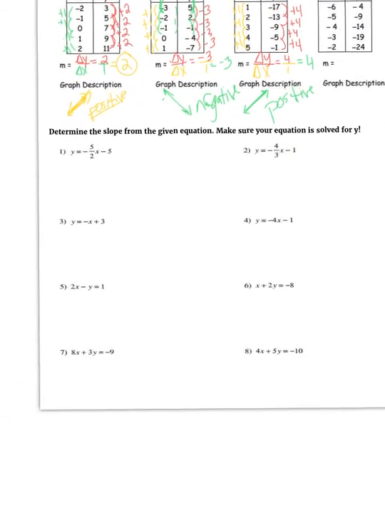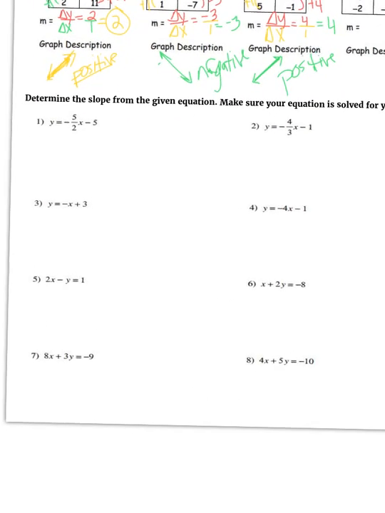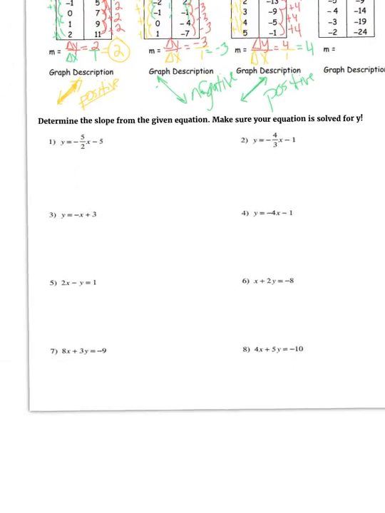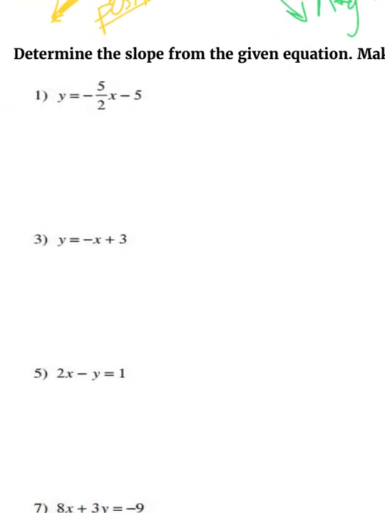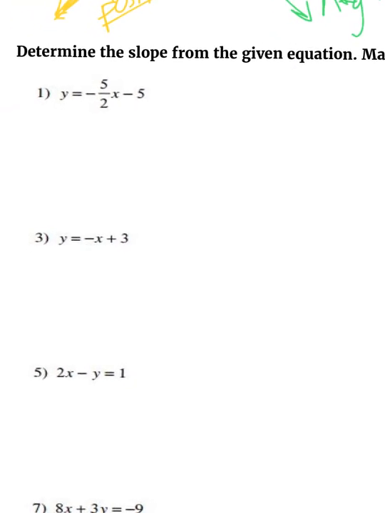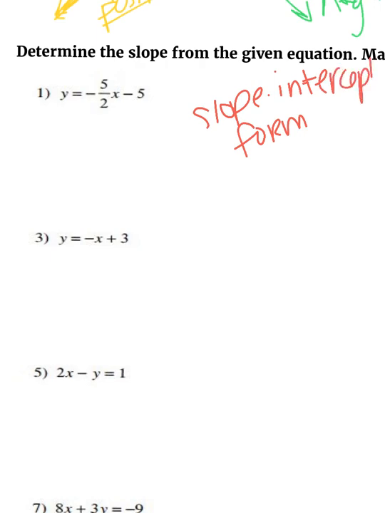Okay, so the last part here, it says determine the slope from the given equation. Make sure your equation is solved for y. So we talked about in the guided notes, we have this form of an equation. It's called slope-intercept form. And what slope-intercept form is, it's solved for y. We have an m here, mx plus b, where our m is our slope.